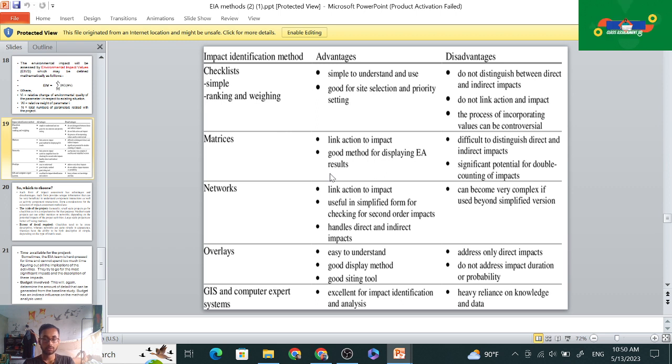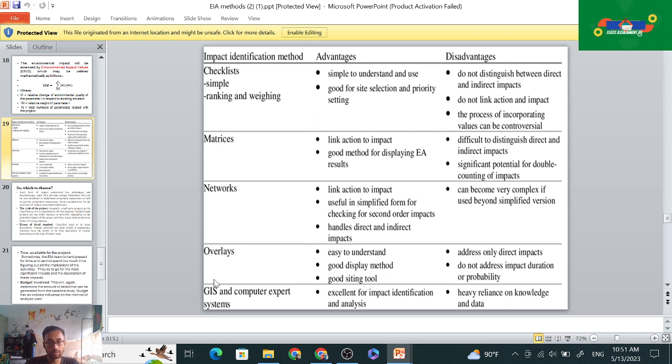Overlays advantage is that they are easy to understand, a good display method and a good setting tool. This is the overlays. And disadvantage: they address only the direct impacts and do not address the impact duration or probability.